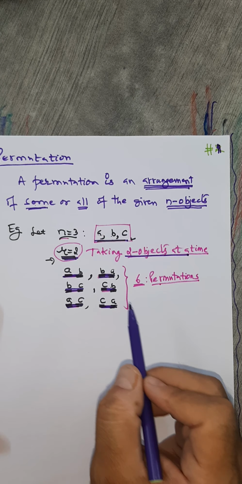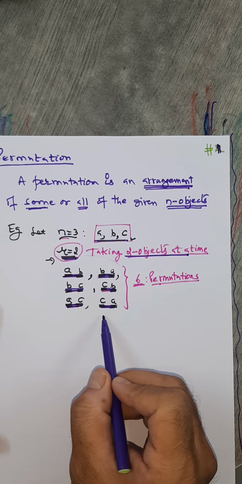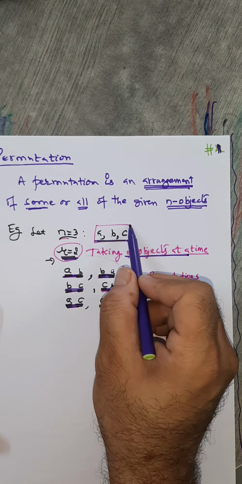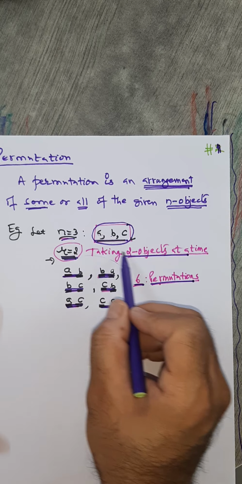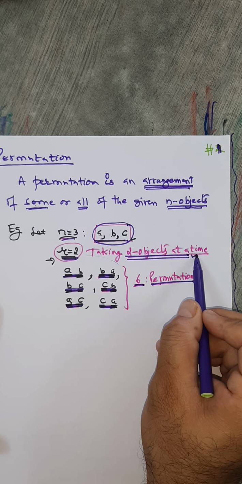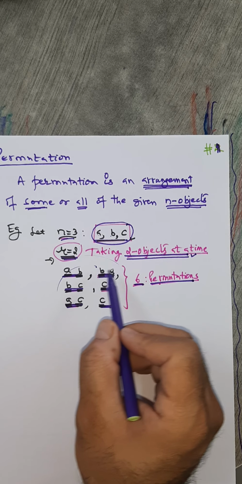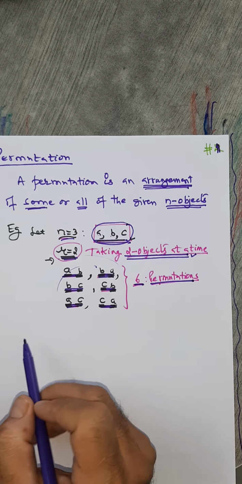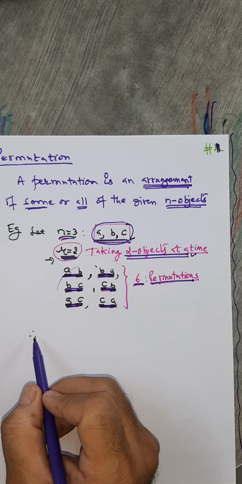Fine? I repeat. These are called all permutations. So there are 6 permutations. There are 6 arrangements of how many objects? 3 objects. There are 3 objects total. But how many objects you are taking at a time? 2. So this is called the list of all possible permutations, that is the arrangements of 3 objects taking 2 at a time. And here symbolically this is denoted by this very commonly used notation.